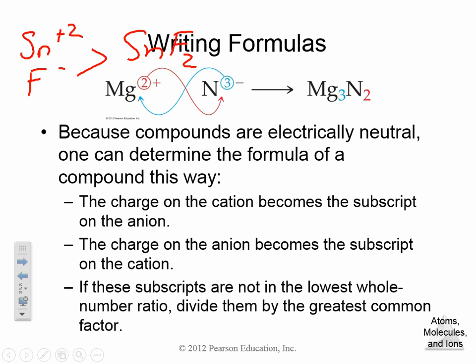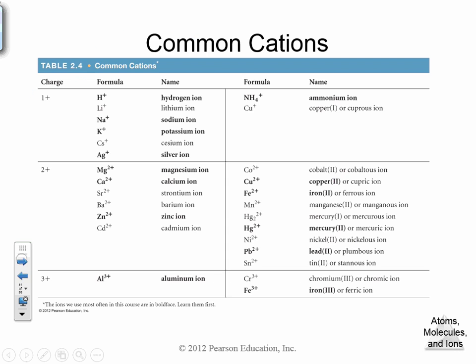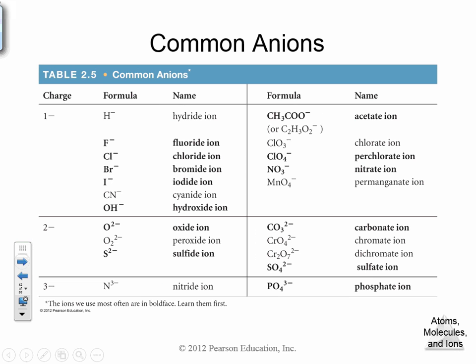Just a general review. If you have questions on that, please ask me individually in class. I'm not going to spend a lot of time on that because I'm confident in your ability to do this. Here's a list of common cations and common anions. I'm not going to spend a whole lot of time on that because, like I said before, I posted on Moodle the updated pink sheet of all the charges that you're going to need to know.